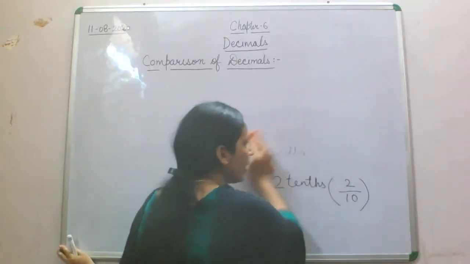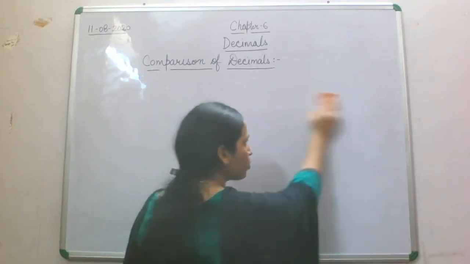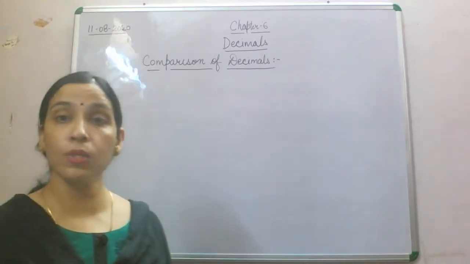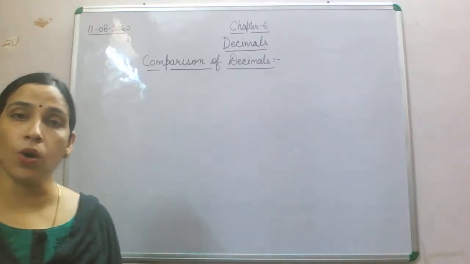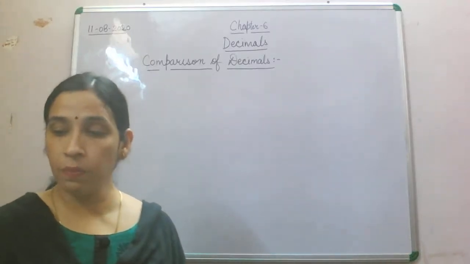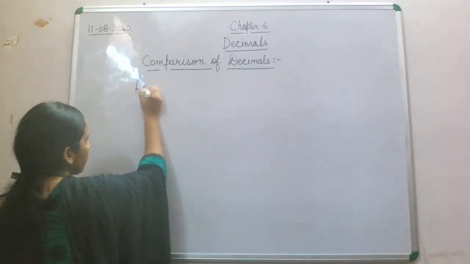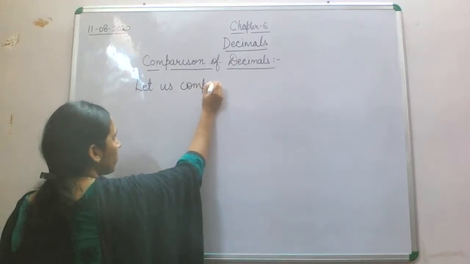So now children, we have done expanded notation and short form also. So today we are going to start comparison of decimals. So let's start that comparison of decimals. Let us compare two numbers. I am going to take them.